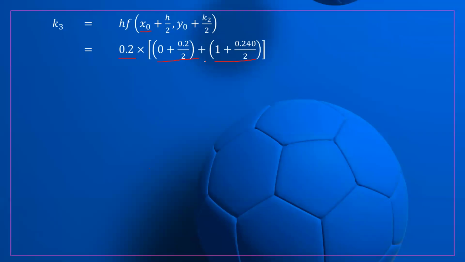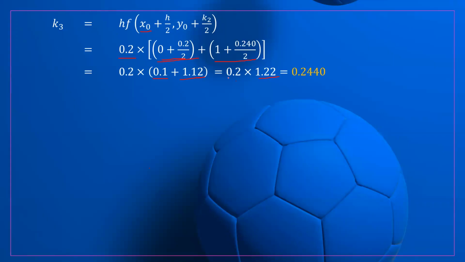0.24 divided by 2. So if we simplify it again, 0.2 divided by 2 is 0.1. So this total part is 0.1. And if we divide 0.24 by 2, it is 0.12, plus 1, it is 1.12. So 1.22 we are getting.